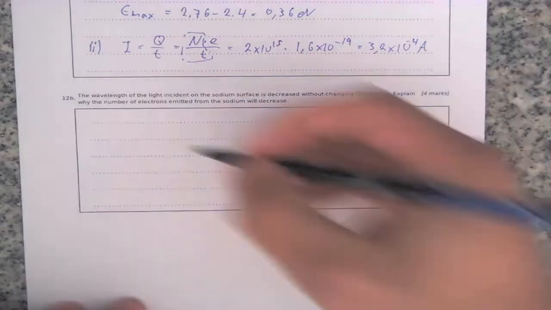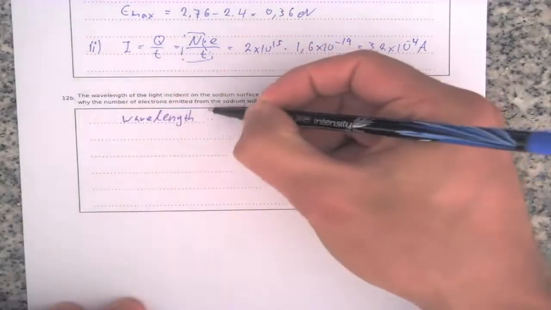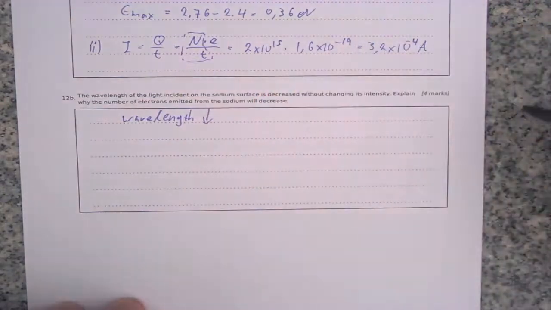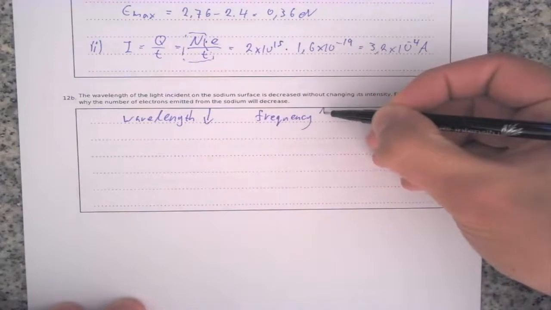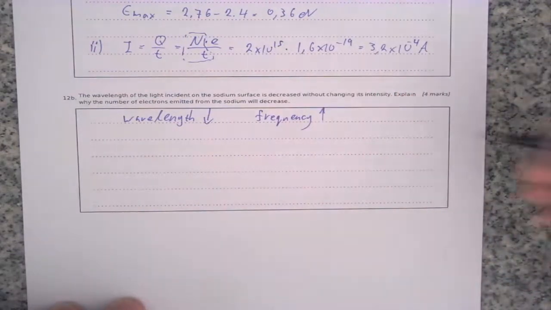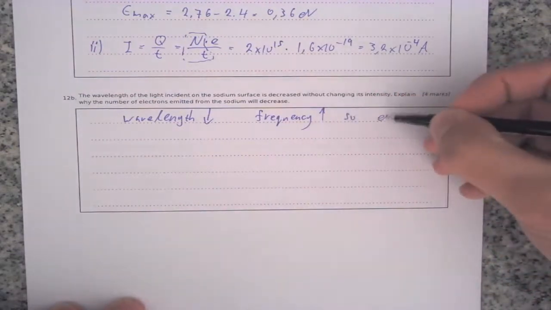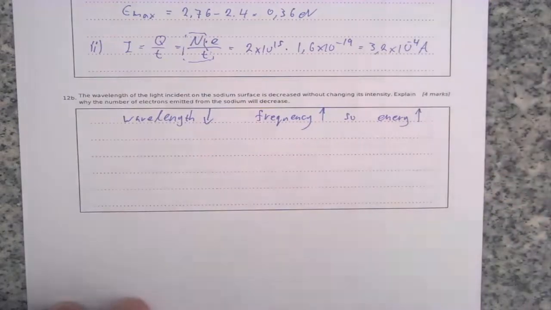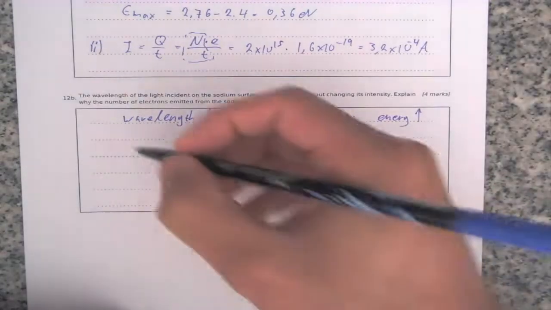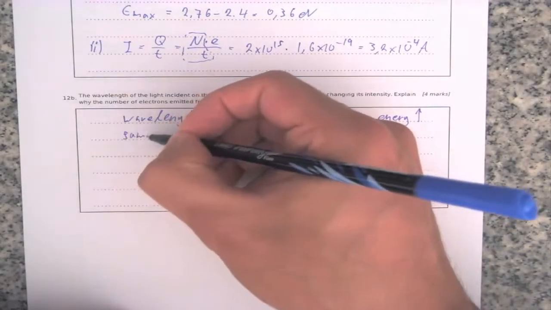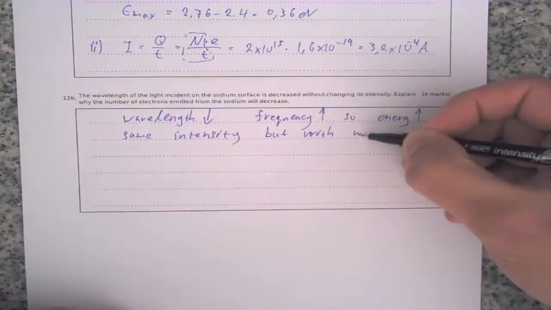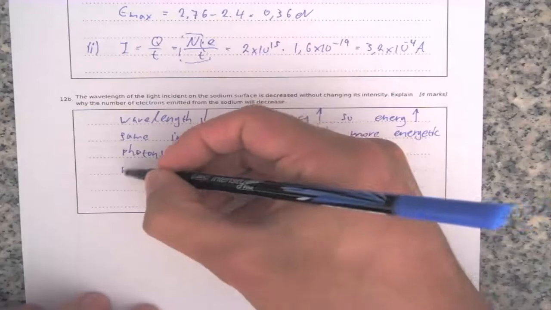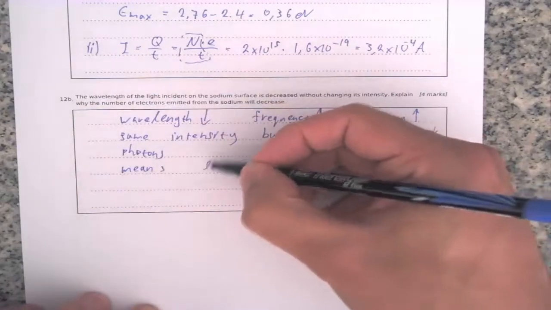So what it says here, the wavelength is decreasing. So that means that the frequency will increase. And that means that the energy is also going to increase. Now, what do we have? We have the same intensity, but with more energetic photons. So that means that we need fewer photons.